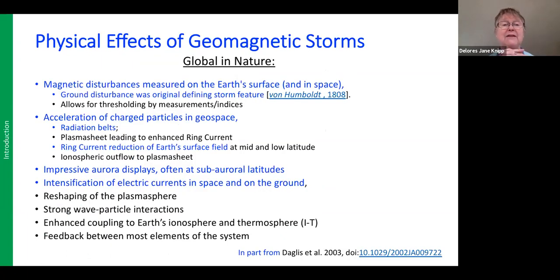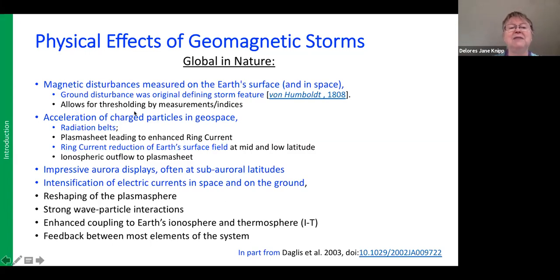I took this list of physical effects, at least as a start, from a paper in JGR, the Journal of Geophysical Research, in 2003. Anything that's in blue here was listed as a physical effect of a geomagnetic storm in 2003. Now I'm adding things that are in black, and we'll have just a very short, maybe one slide discussion of the things in black, but they are now very active areas of research.